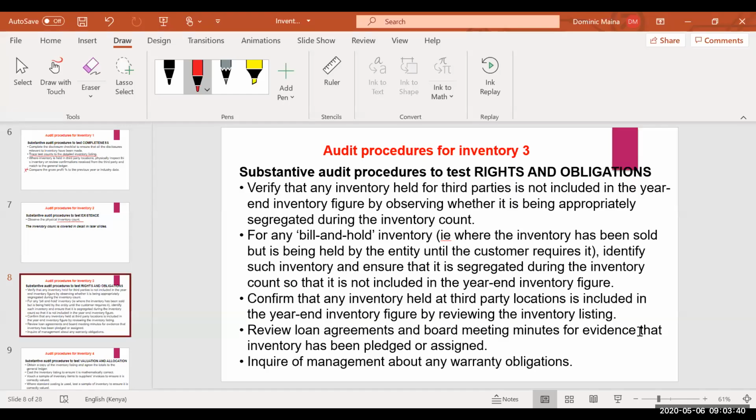Verify that the inventory held for third parties is not included in the year-end figure, by observing whether the client has done the appropriate segregation during the inventory count. Those inventory that belong to a third party, the client should not include when doing the count. They should be more or less in a separate room.